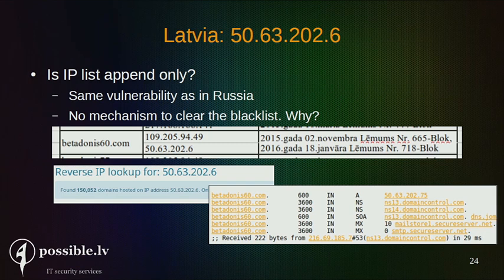We can conclude here that the official IP list of blocked IP addresses is append only, because you can see that they actually appended a new IP address 3 months later, but they never removed it. So there's no mechanism to clear the blacklist.